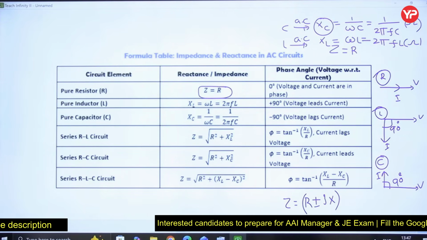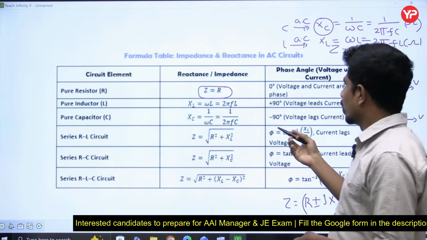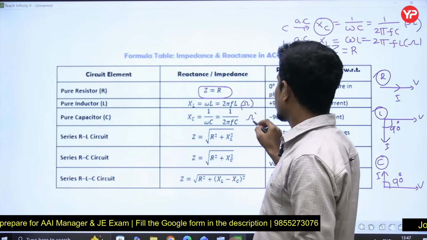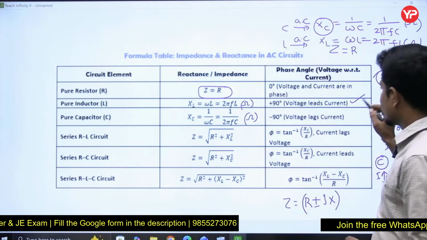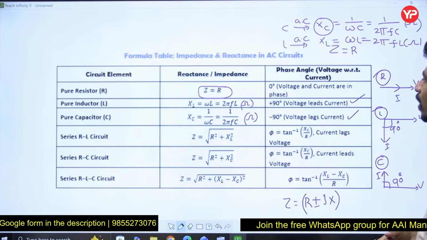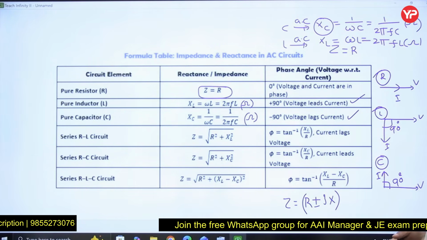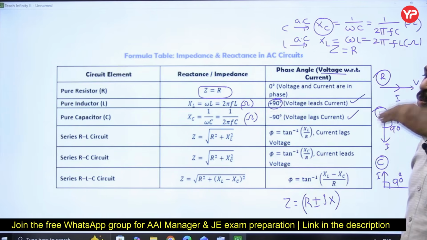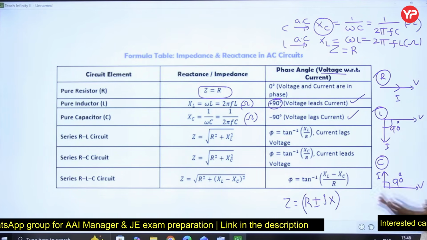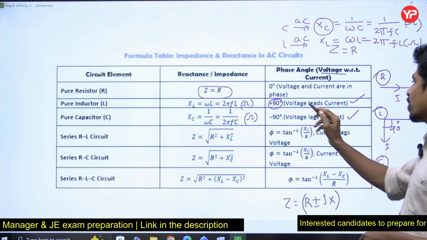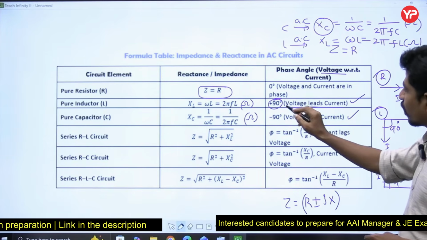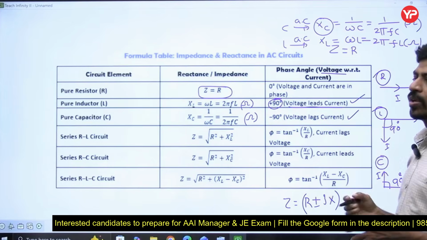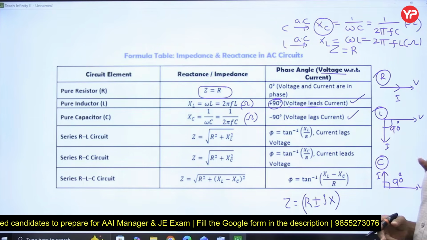As I told you, XL is equal to omega L. These units are ohms. Inductive reactance and capacitive reactance are measured in ohms. This is 90 degrees, this is 90 degrees. Now the phase angle, voltage with respect to current. Here voltage has more angle compared to current, because current is lagging, that's why it is plus 90. Now here you see voltage leads current. If I mention it as minus 90, then I can write that current is lagging behind the voltage. Statements are simple, don't get confused.